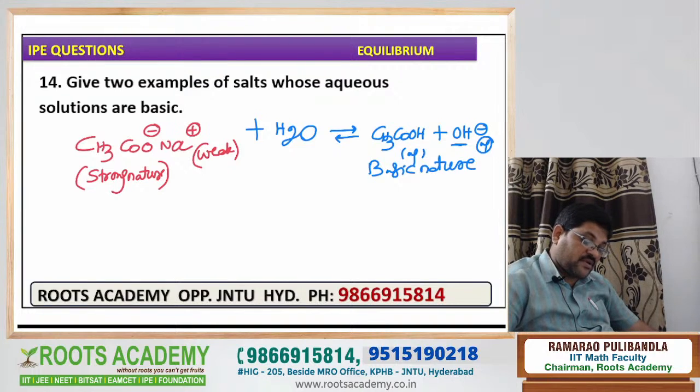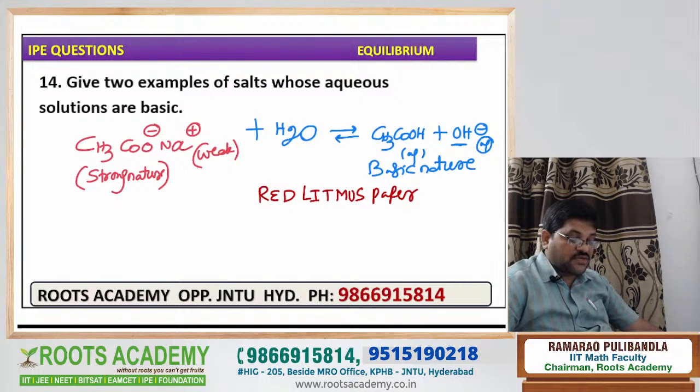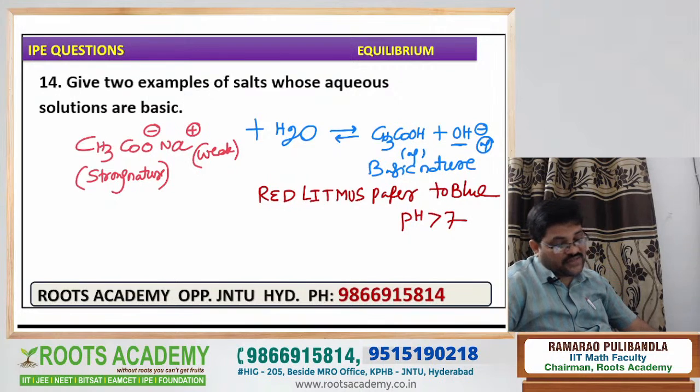And basic nature, what is the evidence for basic nature? Red litmus paper turns to blue color. In the aqueous solution of the sodium acetate, when you keep the red litmus paper, that turns to the blue color, and pH of the solution is more than 7. If the solution is what, student? More than 7. Simple logic. Understood what I am saying?